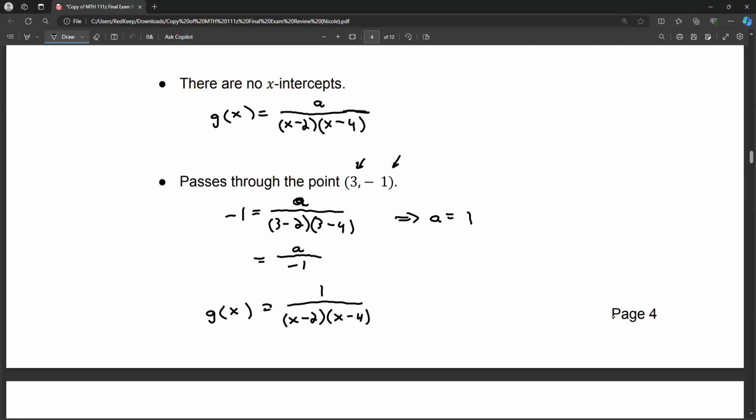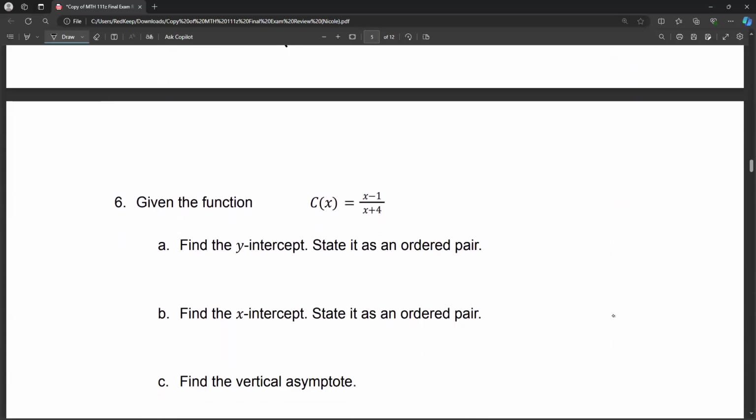Okay, let's move on to question 6. In question 6, they give us a function c of x, which is a rational equation. And they're asking us to find the y-intercept and state it as an ordered pair. So again, if I'm on the y-axis, my x must be equal to 0. So I'll go ahead and just start by plugging in 0 into my equation. I find 0 minus 1 on top and 0 plus 4 in the denominator. And simplifying this, I see this must just be equal to -1 over 4.